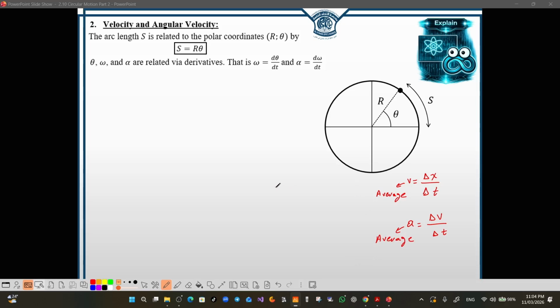Now, for the instantaneous velocity and instantaneous acceleration, we apply the derivative. So it's dx over dt, and the acceleration is now defined to be dv over dt. And since in the polar coordinate system we have defined the angular position, the angular velocity or angular frequency, and the angular acceleration, all are related to the angle. Now, omega is defined to be delta theta over delta t. So this is known as not the linear displacement, this is the angular displacement now.